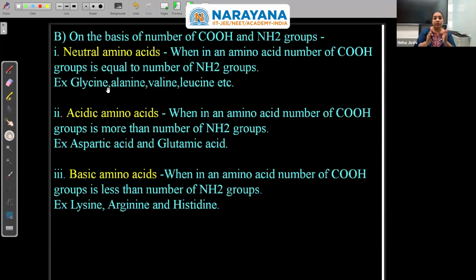Okay. Acidic amino acid, when the number of COOH is greater than number of NH2 groups, then it is called acidic amino acid. Okay. Then comes the basic amino acids. When in an amino acid, number of COOH group is less and number of NH2 groups is more, then it is called basic amino acid. Now, here again, let us revise the name. Better we go for acidic and basic amino acid name, and rest all will go into the neutral amino acid zone. Acidic amino acid, it means aspartic acid, glutamic acid.